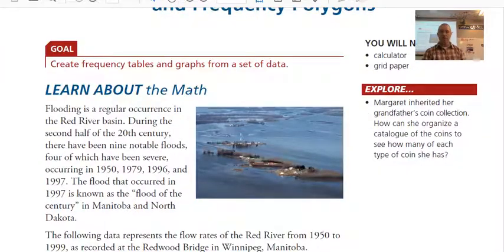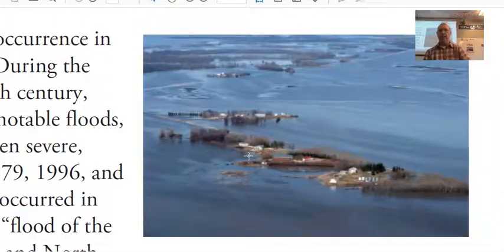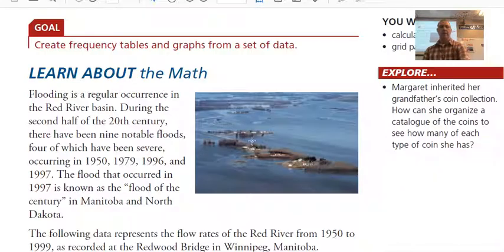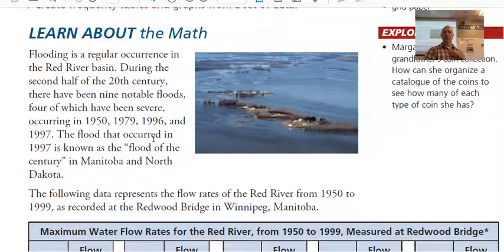But anyways, look at this picture here. This is a picture of some massive flooding in the Red River Basin in Manitoba. So it says flooding is a regular occurrence in the Red River Basin. During the second half of the 20th century, there have been 9 notable floods, 4 of which have been severe, occurring in 50, 79, 96, and 97. The flood that occurred in 97 was known as the flood of the century in Manitoba and in North Dakota.